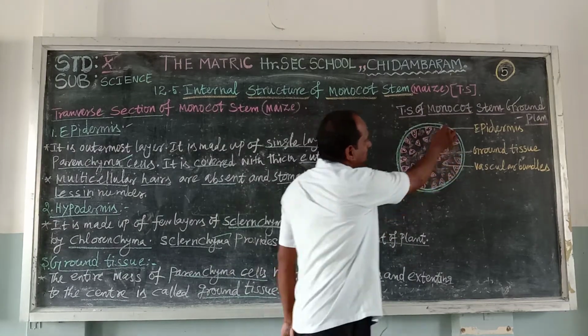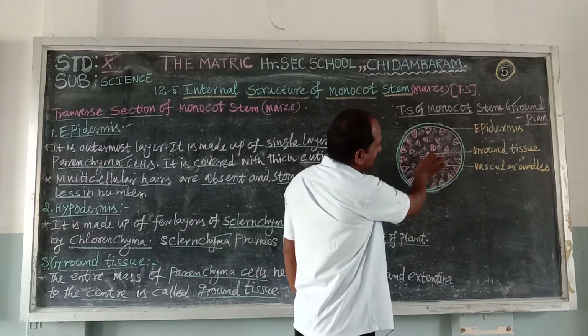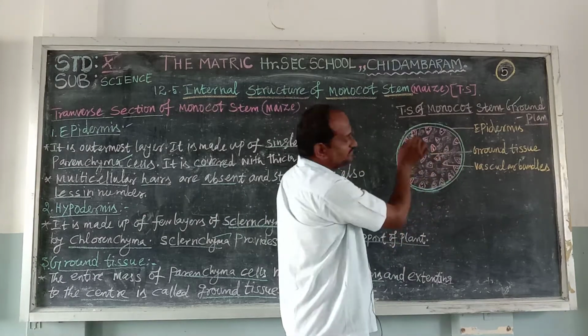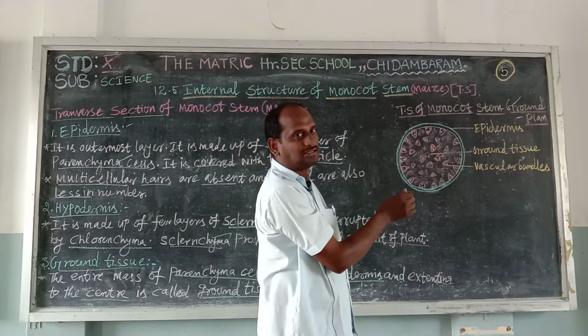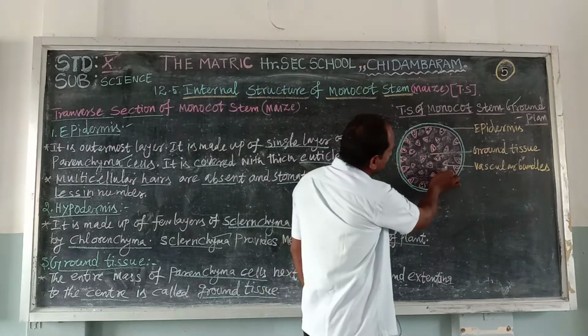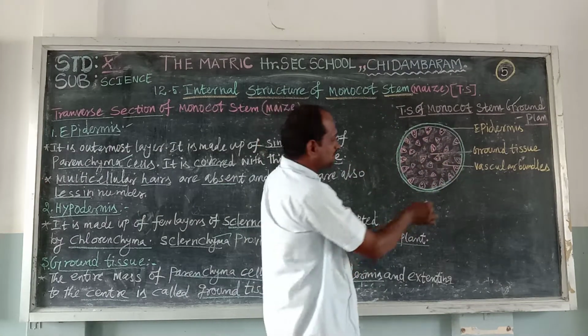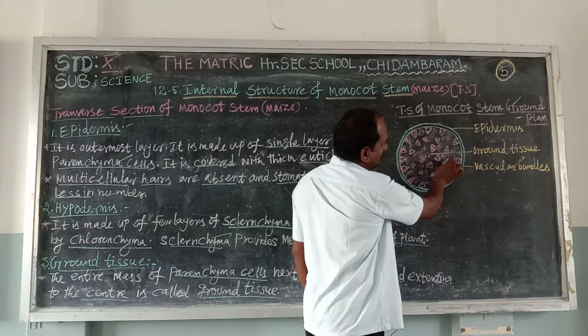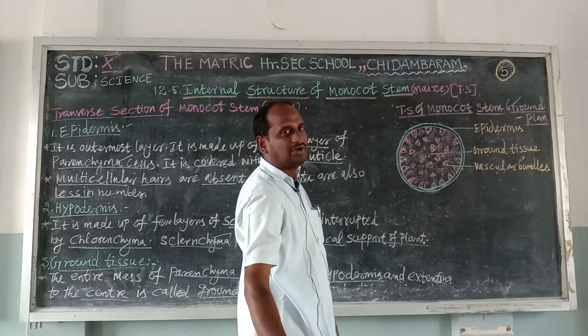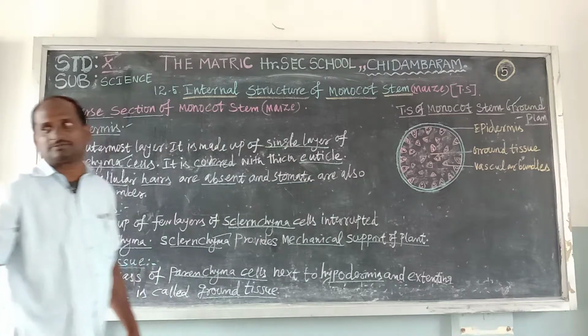Another one is the outermost epidermis. The inner center part is the ground tissue. Ground tissue means parenchyma, collenchyma and sclerenchyma. Next, each stone cell has a triangular structure. Stone cell means vascular bundle. The vascular bundle contains xylem and phloem.